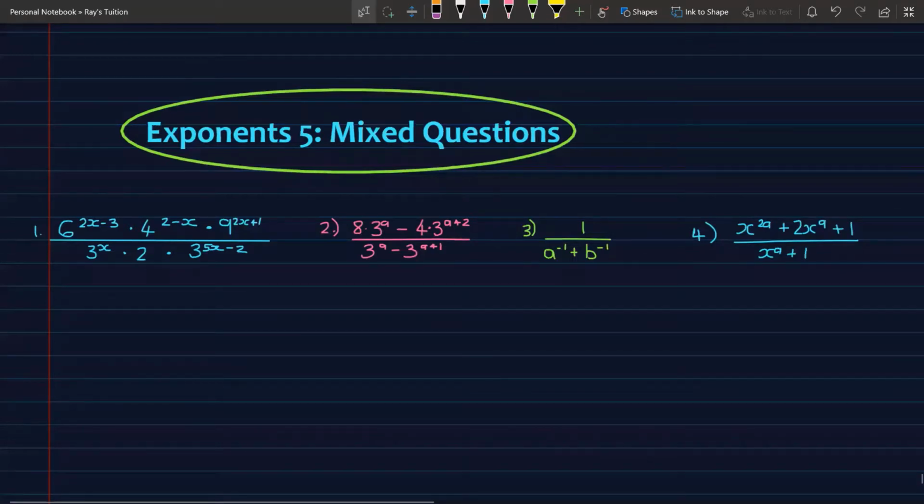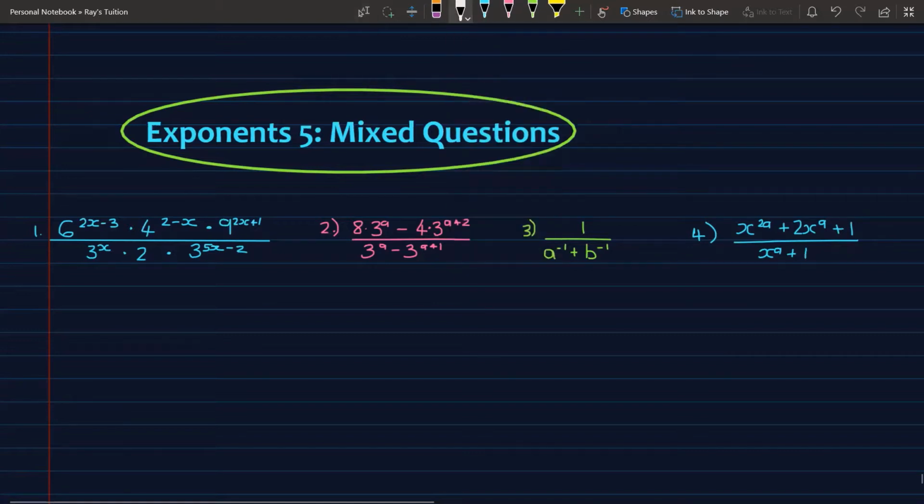Everybody, and welcome to this video on exponents. In this video, we're having a look at some mixed questions. So it's using any of the combinations of the previous videos. Once again, please pause the video and attempt it by yourself before doing it together. So we're going to start with the first one.